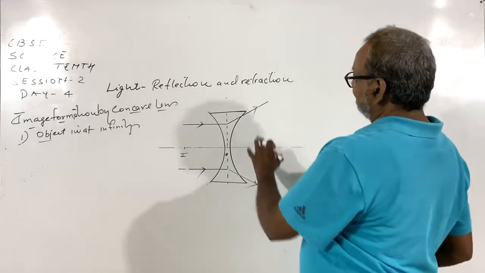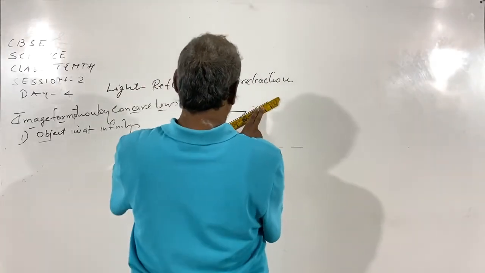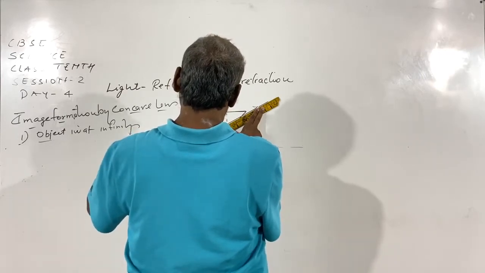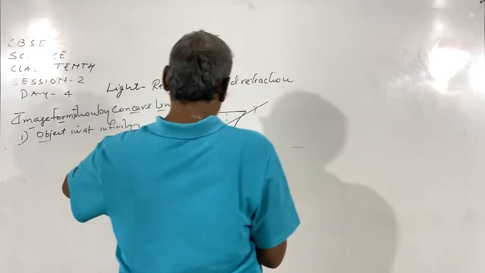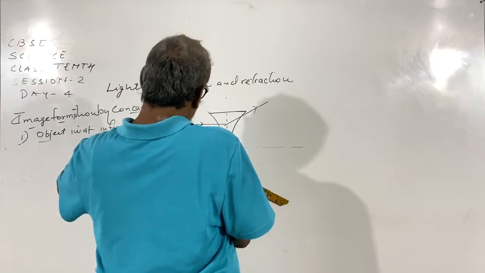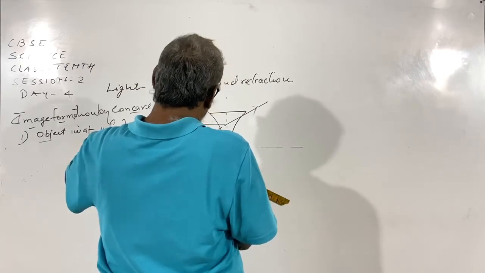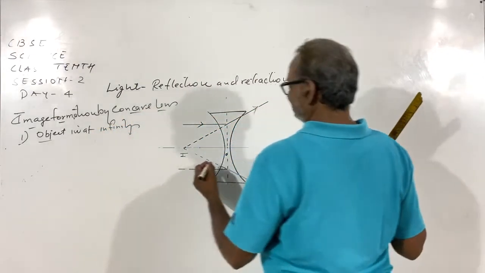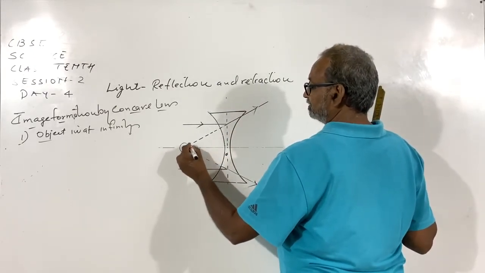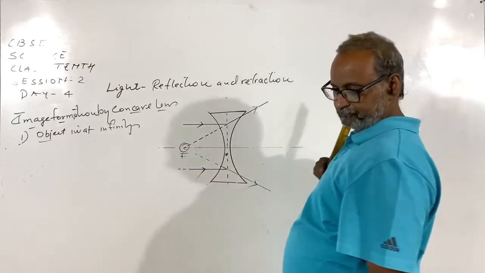Now when these rays are produced back, they appear to come from the principal focus of the lens. So since these rays appear to come from this point, this is the image of the object at infinity.